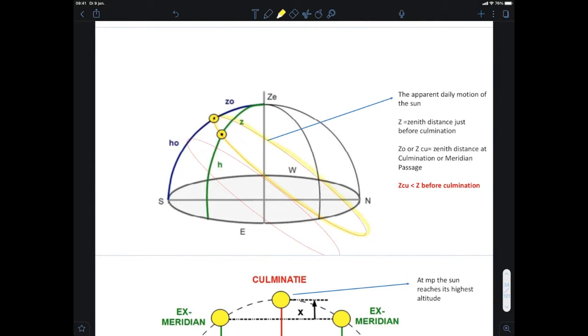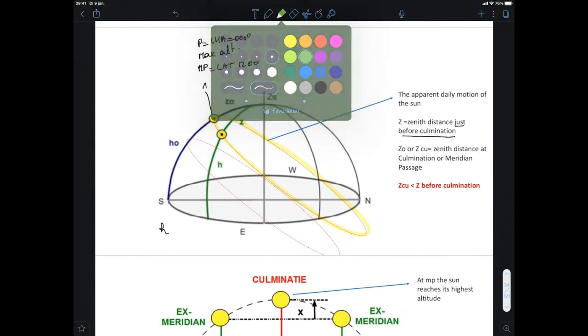Voilà. And so you see that when the sun is in this position, the sun is at meridian passage. Again, that is LAT 12 o'clock, and the sun is at its maximum altitude. Polar angle and local hour angle are 0 degrees.